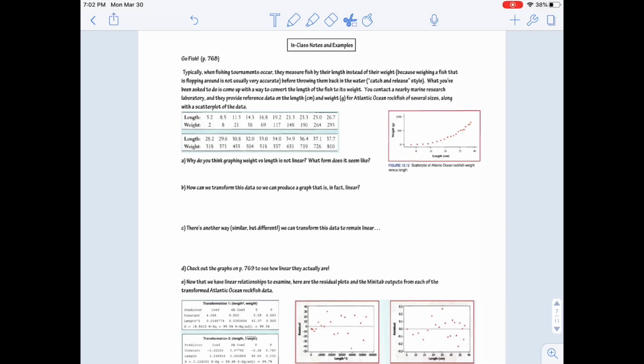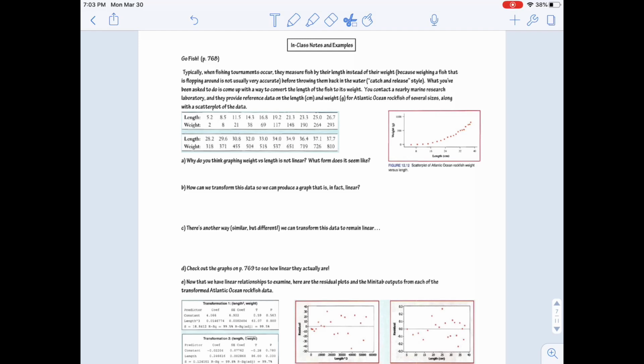Okay, so we're going to finish up chapter 12 today. I'll go through a little bit with you, and then you guys can take a look at the key to see the rest of it here. So typically when fishing tournaments occur, they measure fish by the length instead of their weight, because weighing a fish that's flopping around might not be very accurate before throwing them back in the water.